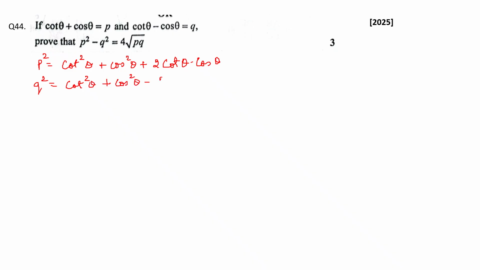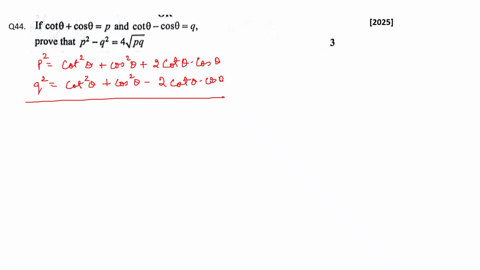Question 44. If cot theta plus cos theta equal to P and cot theta minus cos theta equal to Q, prove that P square minus Q square equal to 4 times root of PQ. So first we will find P square. So P square will be cot square theta plus cos square theta plus 2 cot theta into cos theta. Same way Q square will be cot square theta plus cos square theta minus 2 cot theta into cos theta.